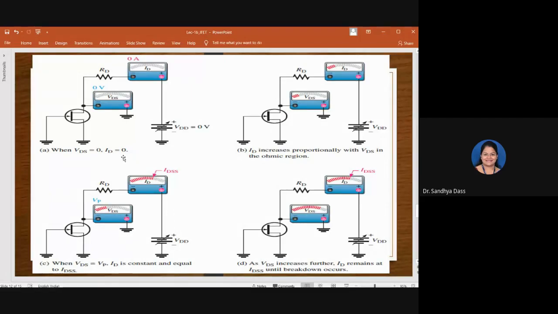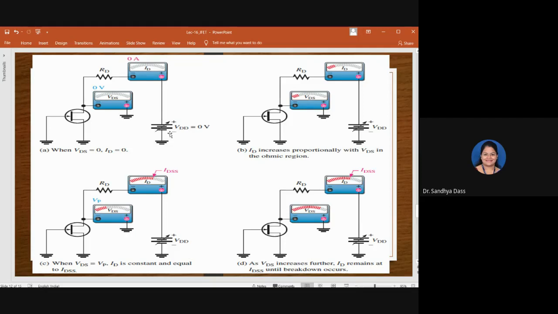ID, the drain current is 0, correct? So that would be the starting point of your graph. Are you with me? So this is your voltmeter VDS, all right, which is connected to the drain terminal here. And to measure the current, you will always connect the ammeter in series. So you're measuring the drain current here at the drain terminal. So the ammeter is connected in series along with the series resistor there, all right.